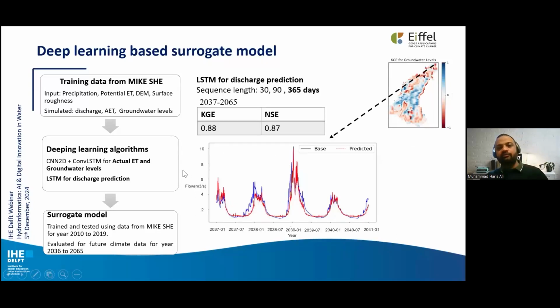When we use the LSTM for the discharge prediction, it is doing quite good. We looked into different sequence lengths, which are 30 days, 90, and 365, but the best results come when the sequence length is 365 days, and the KGE and Nash values are quite good.